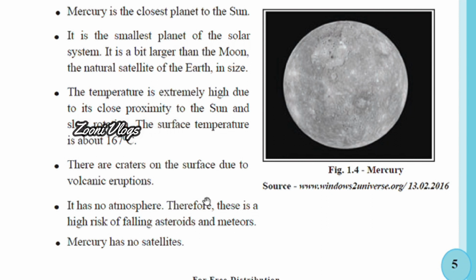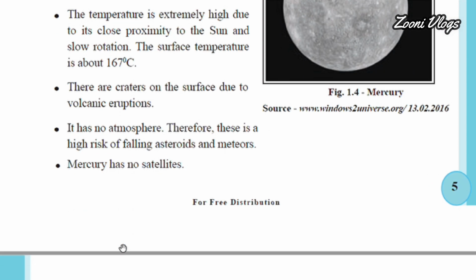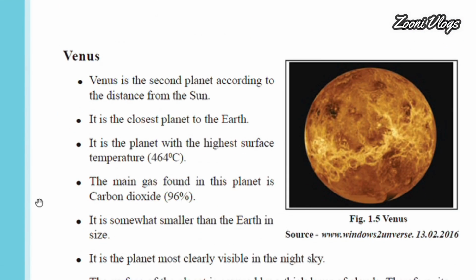Therefore there is a high risk of falling asteroids and meteoroids. Since it has no atmosphere, it has a risk of falling asteroids and meteoroids. Mercury has no satellites. And the next one is Venus.